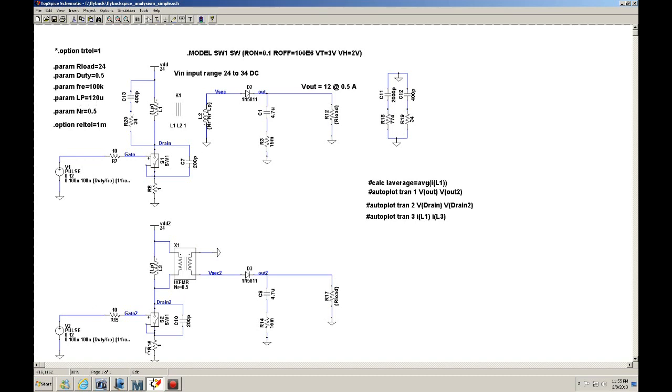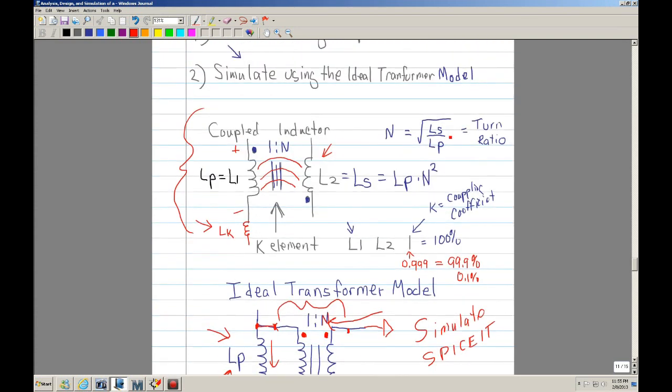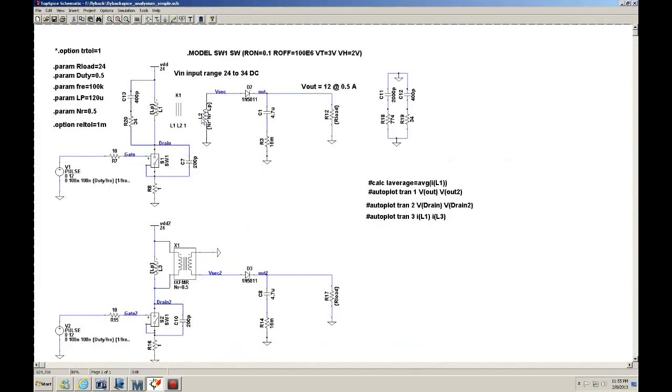Remember, on here I had mentioned that if you solve for LS, LS is really LP times N squared. Well, I make use of that here. For the secondary, which is L2, I define it as NR times NR times LP. Again, it's a curly bracket, which means I have to define it. LP is already defined here. All I need is to define NR, and I have it defined here. So I have my inductor model defined.